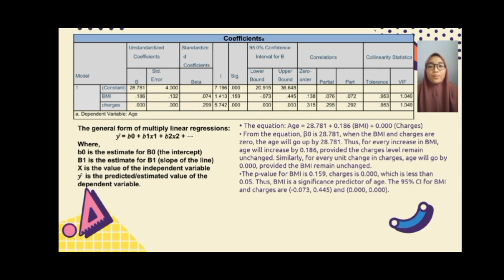The p-value for BMI is 0.159, charges is 0.000, which is less than 0.05. Thus, BMI is a significant predictor of age. The 95% CI for BMI are negative 0.073 and 0.445, while for charges are 0.000 and 0.000.